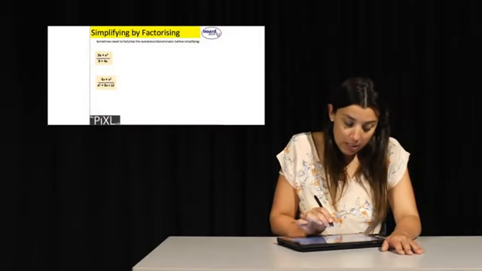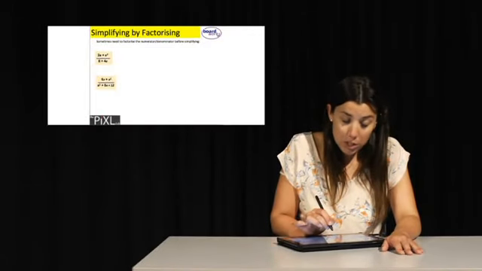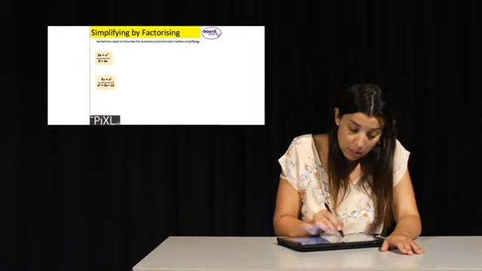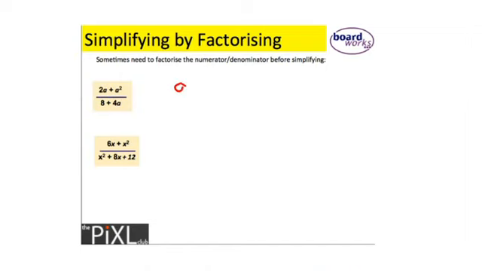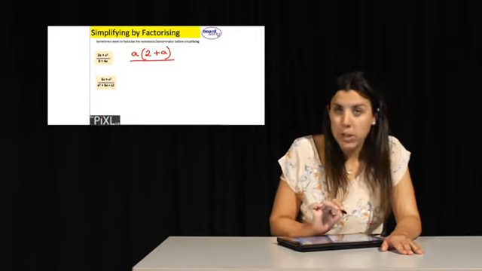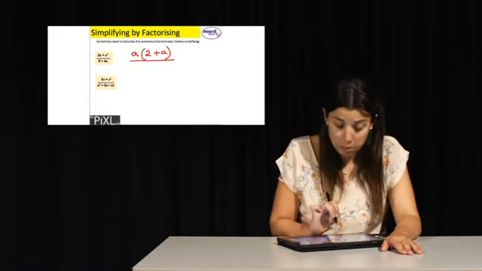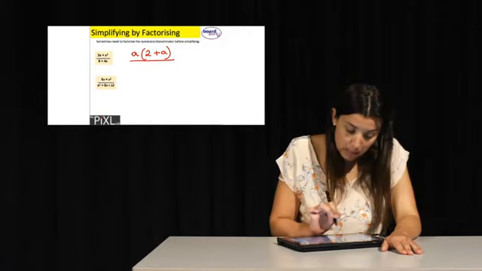If we look at the first one together and look at the numerator, we notice there is an a in both terms. This is our common factor. So a, open bracket, 2 plus a, close bracket. That is the top term, the numerator factorised. If we look at the bottom, there's only an a in one of the terms, therefore it cannot be factorised with a as the common factor.